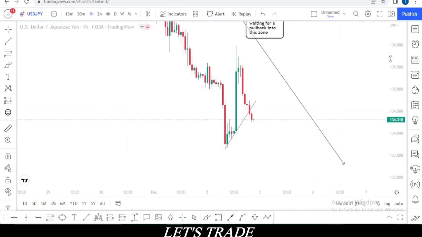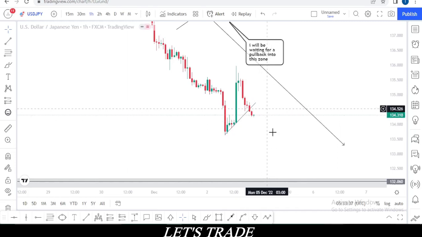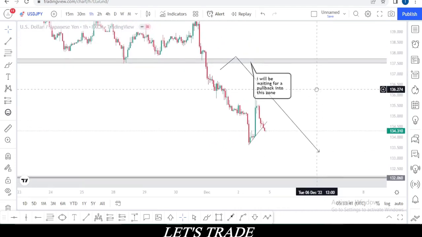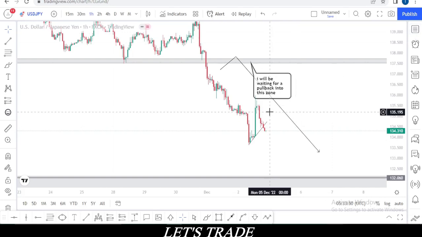Right now, we've broken below this trend line, so maybe if there's some kind of a pullback, that will be good. But overall, I'll be expecting price to fall into this zone. This is our next level target. So at least now I'm letting you understand that you shouldn't be buying, you should still be selling, or even if you want to buy, you shouldn't be holding for a long period of time.